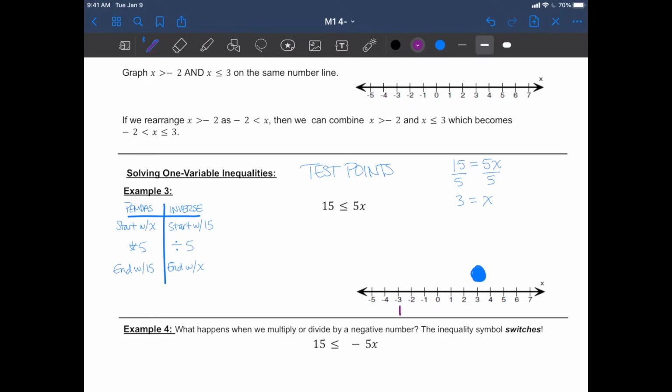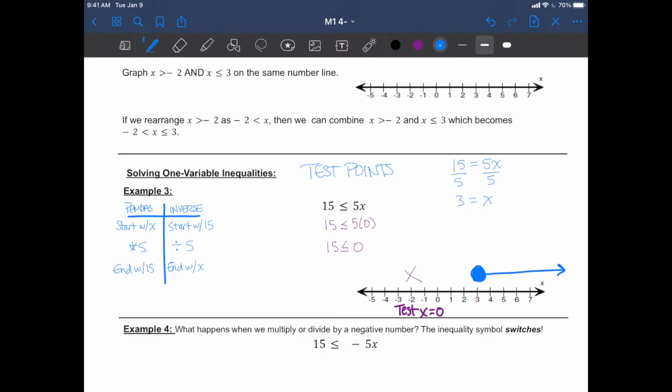Let's say I test x equals 0. I'm going to put x equals 0 in here, and I'm going to see if my inequality holds true. So 15 less than or equal to 5 times 0. That means 15 is less than or equal to 0. Well, that's not true. So because it's not true, I actually need to shade the other side.